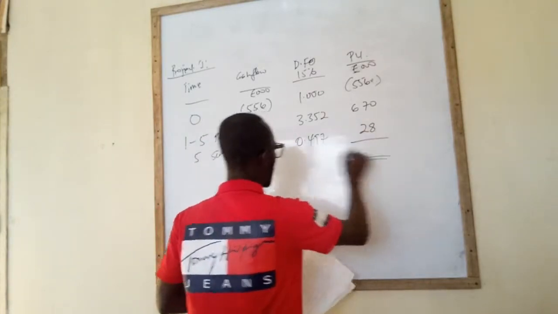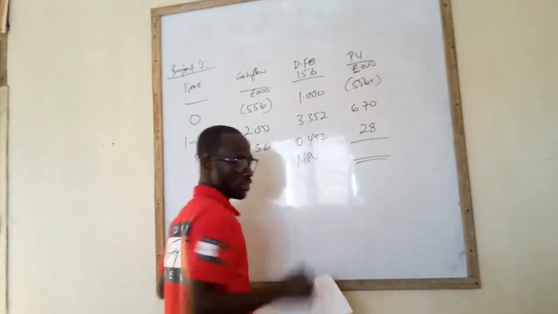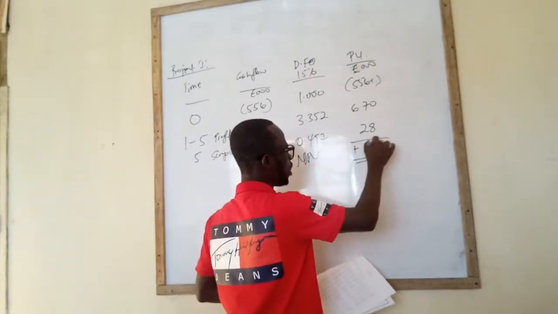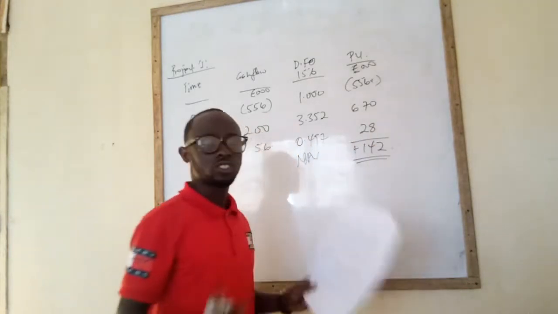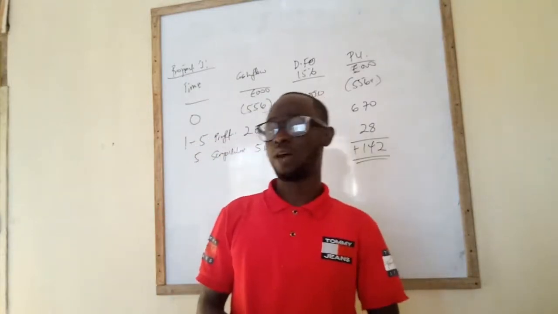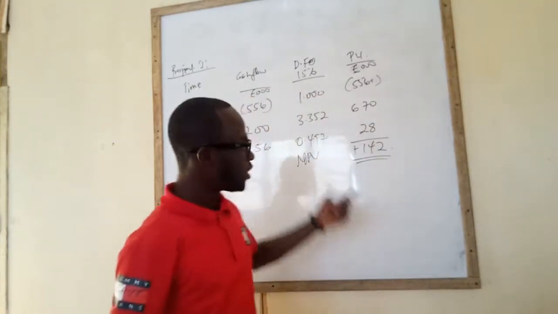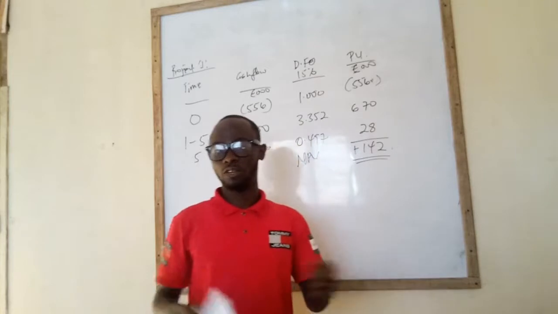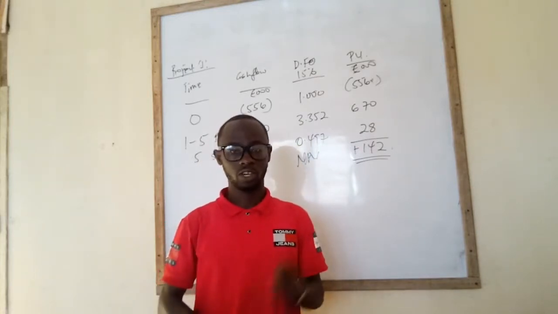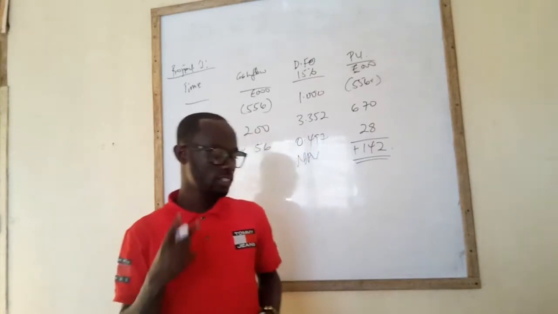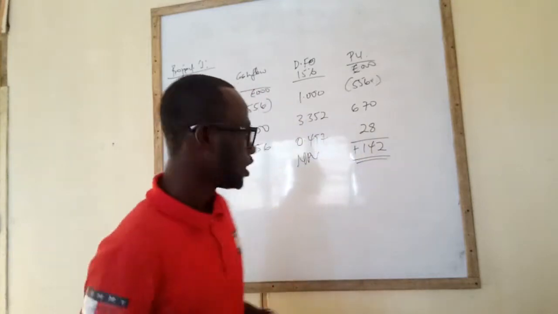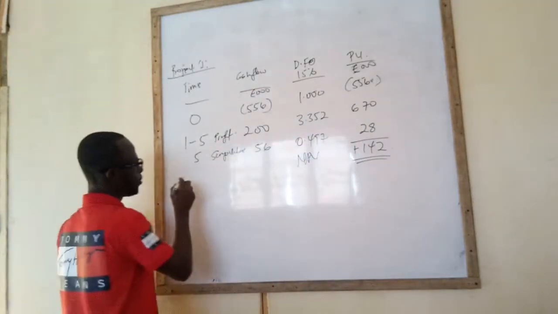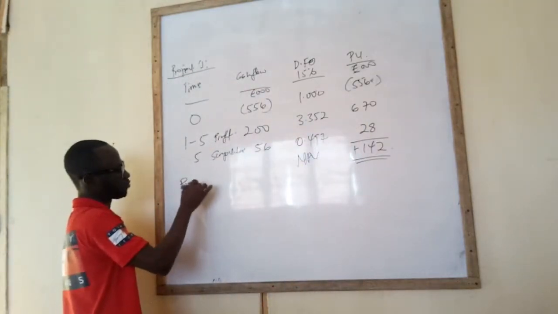So when we strike it out, our net present value is going to be positive 142. Now, assuming this was the only project we were appraising, since the net present value is positive, we say that we should what? Accept the project, because that's the decision rule. But since there are two projects, let's look at Project 2 and see what is happening to it.